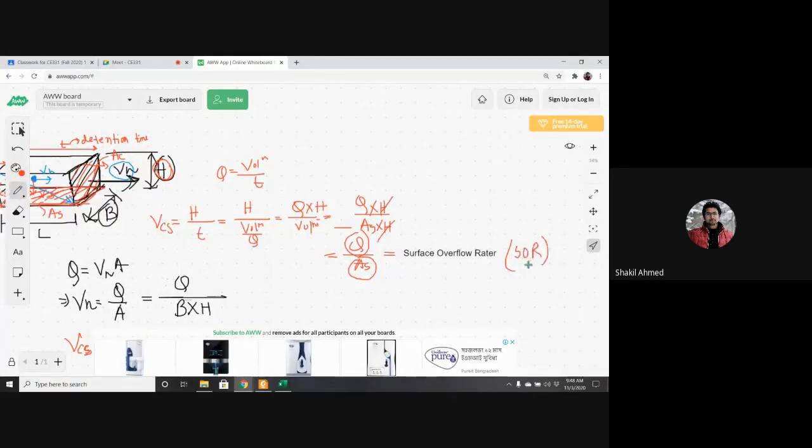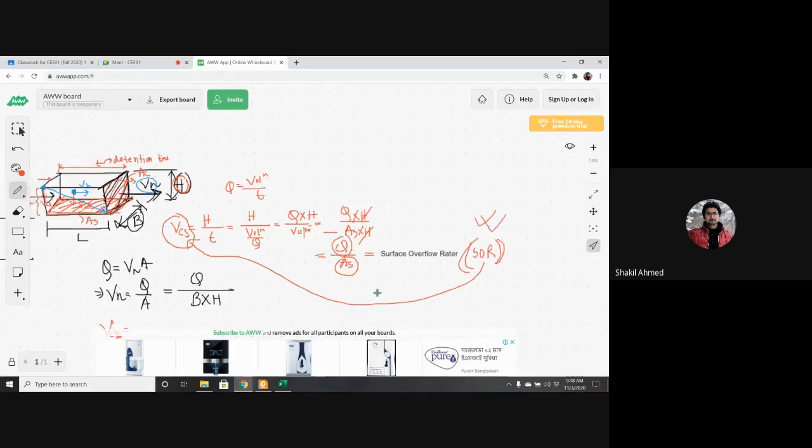SOR. And this is basically what? Critical settling velocity. So critical settling velocity is actually the surface overflow rate. This is very important to know. Critical settling velocity is surface overflow rate.